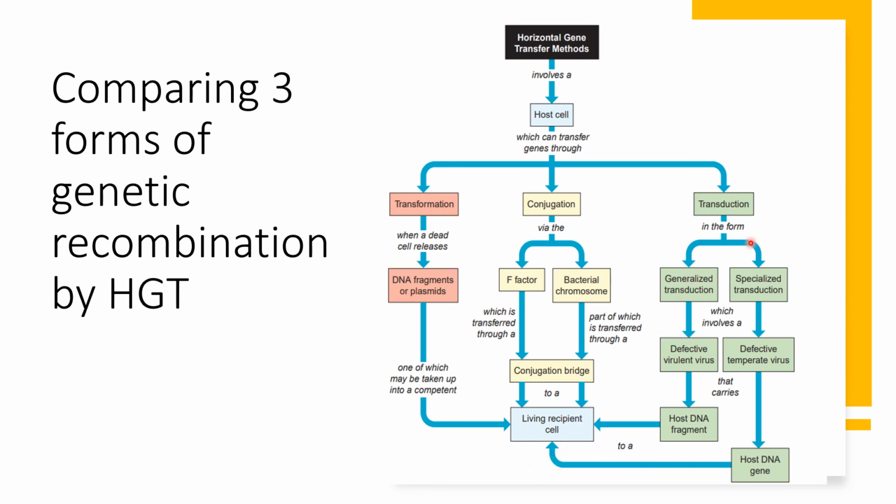And the third way, where we have two types of transduction called generalized and specialized transduction. A virus will be involved. It could be a virulent phage or it could be a temperate phage, which will transfer the DNA from the donor cell to the recipient cell. So again you will get a recombined recipient cell. So just pause this slide and go through it to compare and understand the three forms of horizontal gene transfer in a better way.